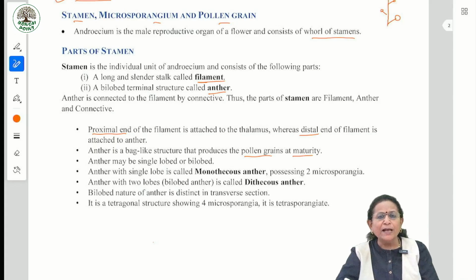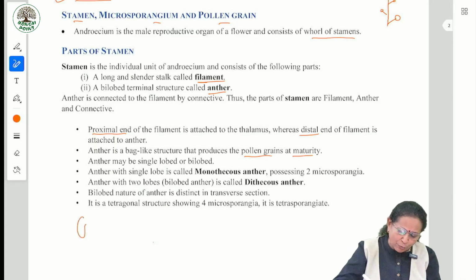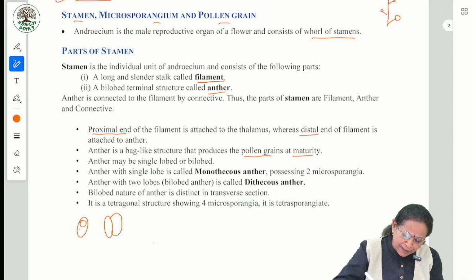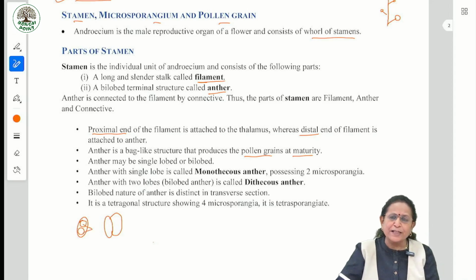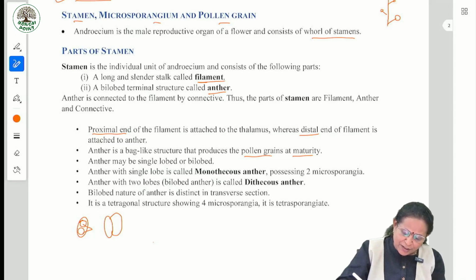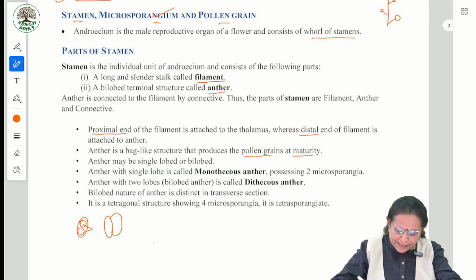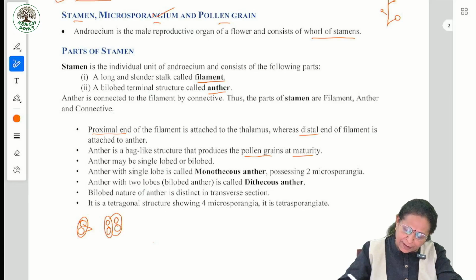Yes, now have a look. The anther may be single-lobed or it may be bilobed. Even though it is single lobed, it has two circular or cylindrical structures which are called microsporangia. Thus, in a dithecous anther, we find 1, 2, 3, 4 microsporangia.